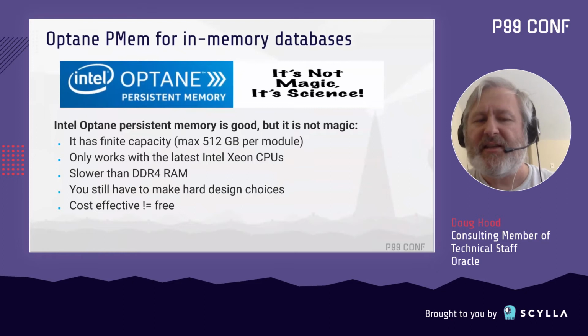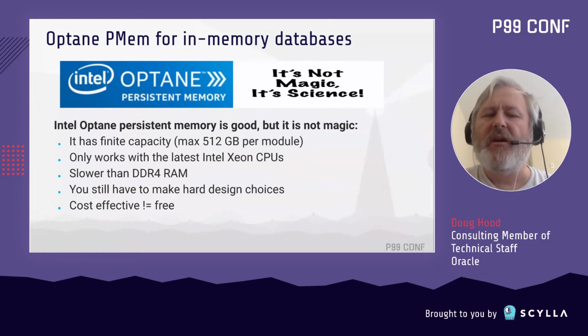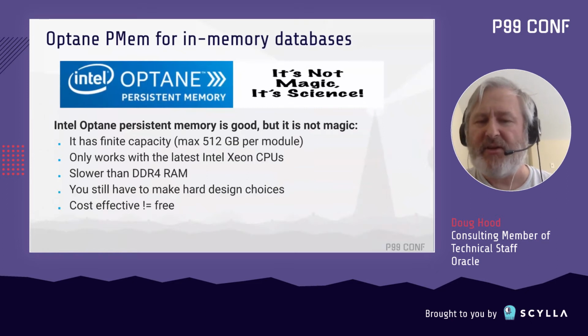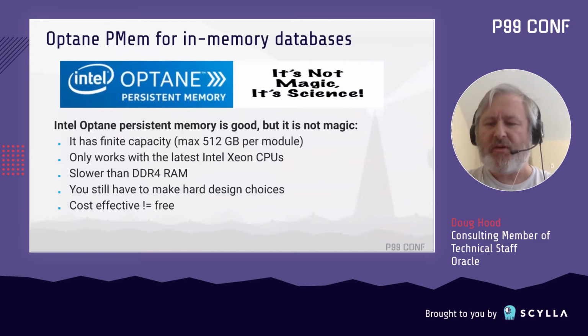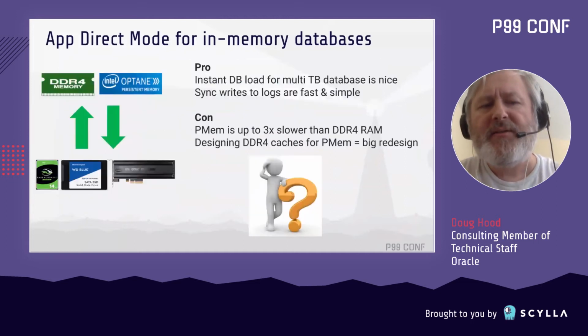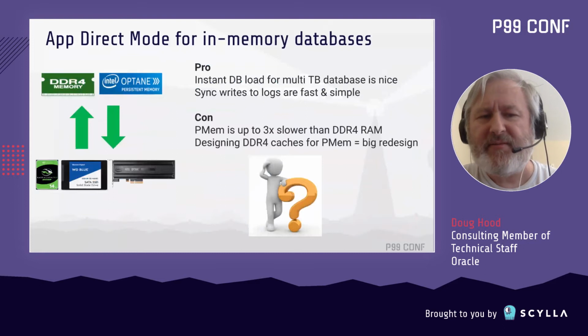Another thing to consider is Optane Persistent Memory only works with Intel CPUs, and specifically the latest generation CPUs. Also, persistent memory is actually slower than DDR4 RAM. So you need to make very hard design choices whether it's worth it for in-memory databases. So if you're going to use app-direct mode for an in-memory database, there are pros and cons.